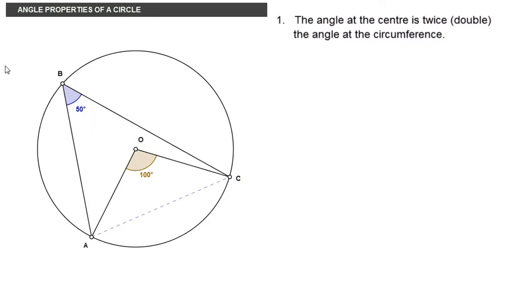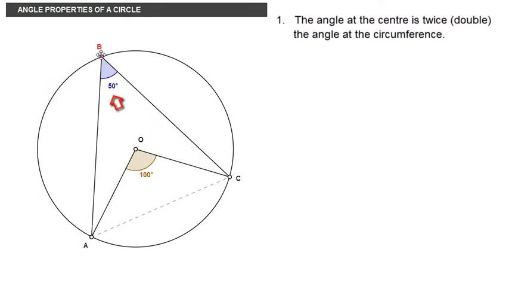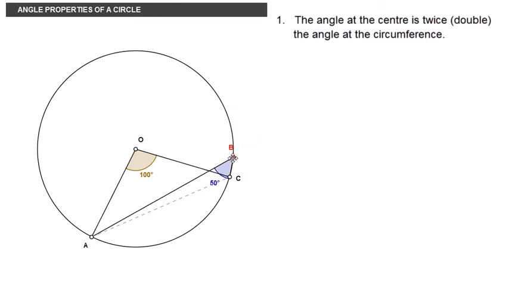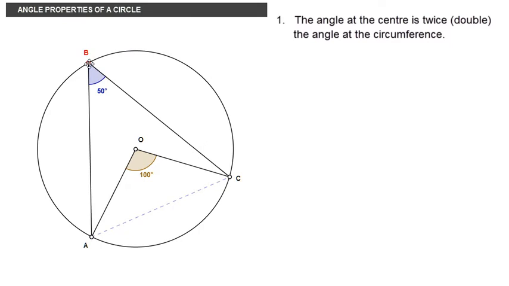Watch what happens to the angle at the circumference when we move the point B on the major arc. The point B can be moved to any point on the major arc, and the angle at the circumference, that is the angle ABC, will always be half the angle at the center. And the angle at the center does not change, thus the angle at the circumference remains the same.